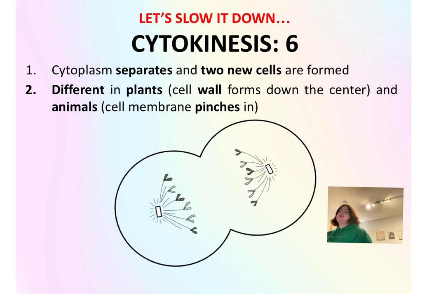Then we have cytokinesis. Cytokinesis is again not part of mitosis. In cytokinesis, the cytoplasm officially separates and 2 new cells are formed. So this is where we get our 2 new cells. In plants, it's a little different because we have a cell wall forming down the center. And in animals, the cell membrane just pinches in, just like you see here.